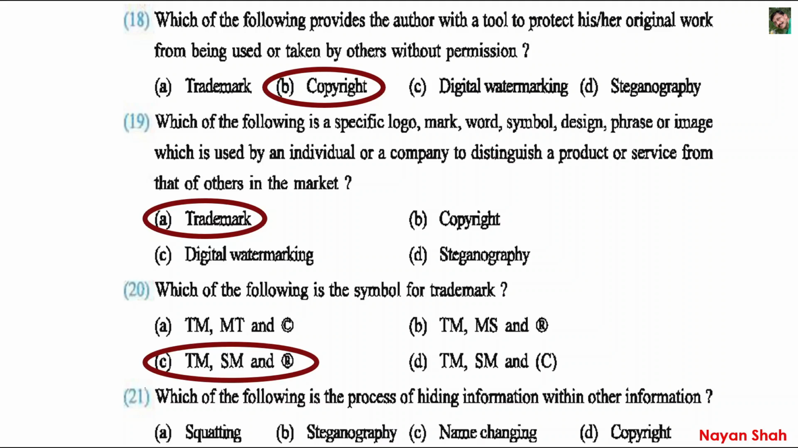Question number 21. Which of the following is the process of hiding information within another information? This was a very interesting topic. If you remember, we just discussed in the second last lecture that the process of hiding information within another information is called steganography. Steganography is the process of hiding information within other information.